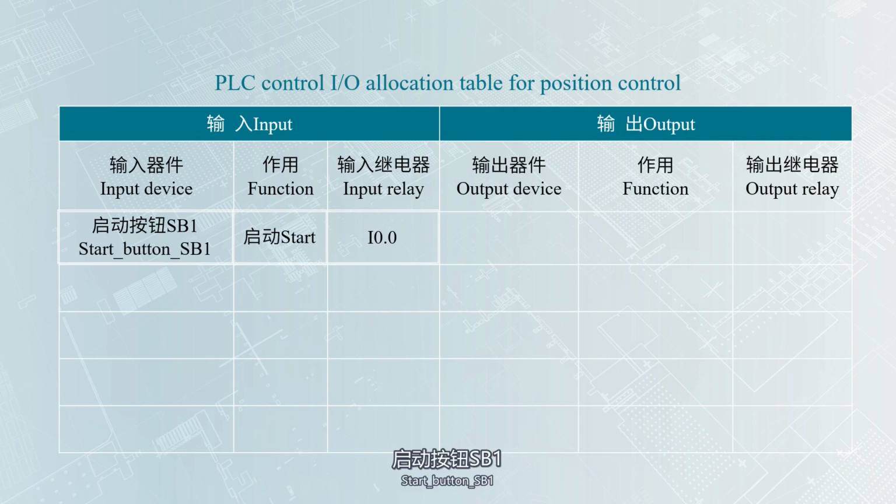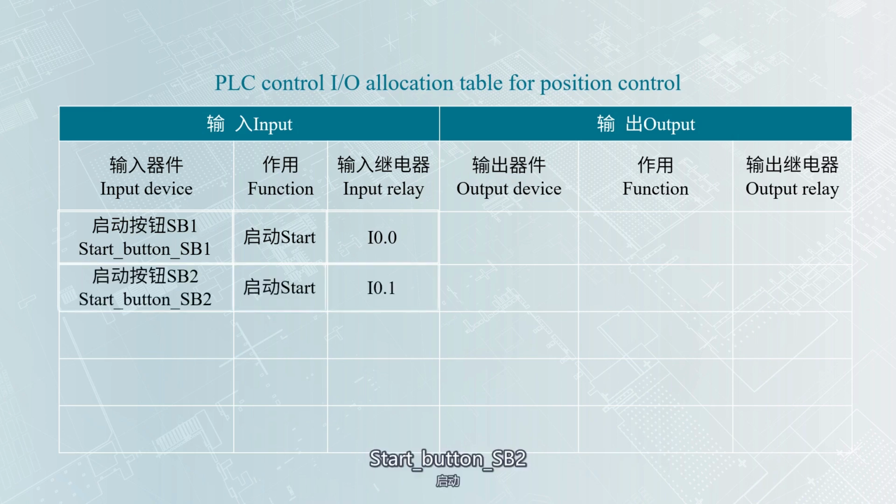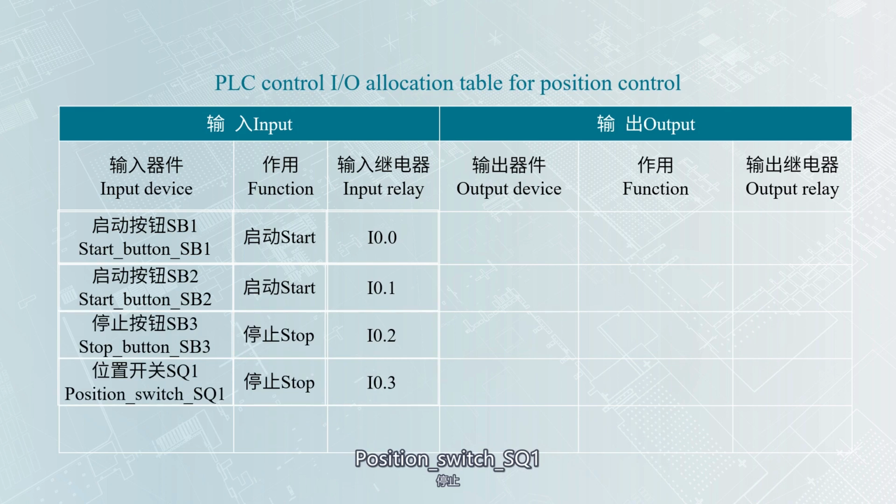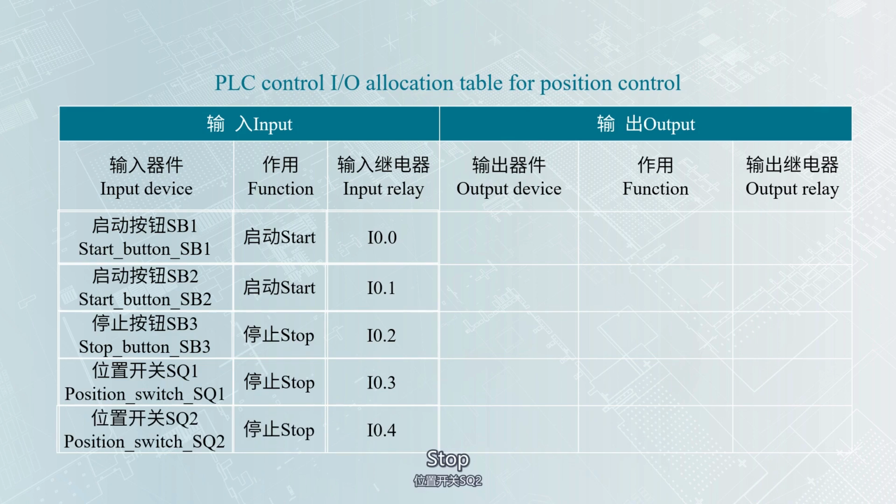Input. Input device is start button SB1, function is start, input relay is I0.0. Input device is start button SB2, function is start, input relay is I0.1. Input device is stop button SB3, function is stop, input relay is I0.2. Position switch is position_switch_SQ1, function is stop, input relay is I0.3. Position switch is position_switch_SQ2, function is stop, input relay is I0.4.